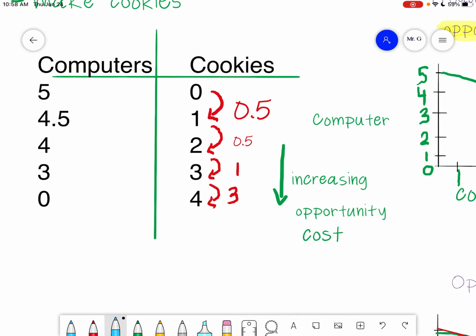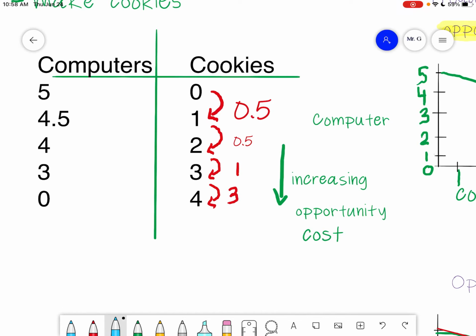Let's look at the actual numbers to see what's going on. As we move from 0 cookies to 1, say I've been making nothing but computers, assembling them. You know what? I really want to make at least 1 cookie. How much do I have to give up? Well, the part in red is how much we have to give up in terms of computers. That is the trade-off.